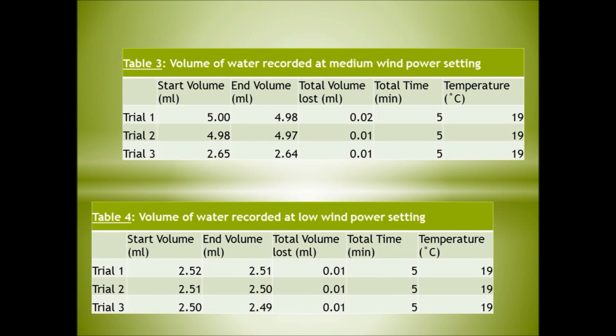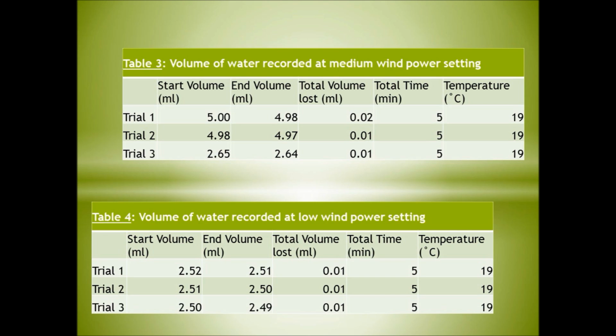In Table 3, the medium-power wind speed setting is displayed. In Trial 1, the total volume of water that transpired was 0.02 mils. Trial 2 shows that 0.01 mils of water were lost. Finally, 0.01 mils of water were lost in Trial 3.